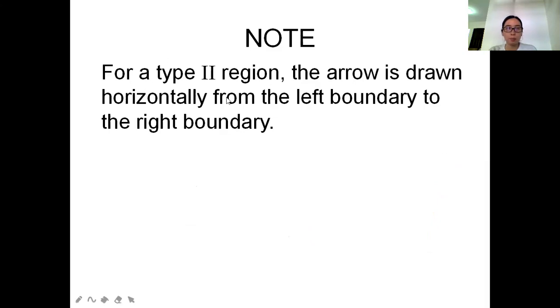Okay, so for a type 2 region, the arrow is drawn horizontally from the left boundary to the right boundary. So it is the opposite of the type 1 region, where we do dy first and then dx. For the type 2 region, we are going to apply dx first, no?